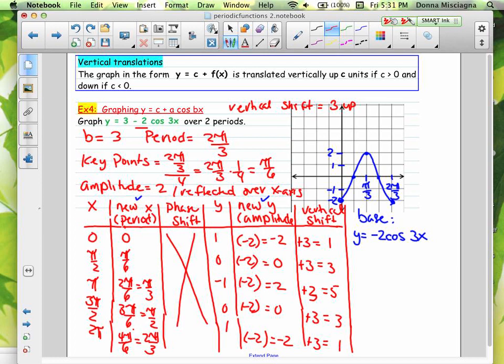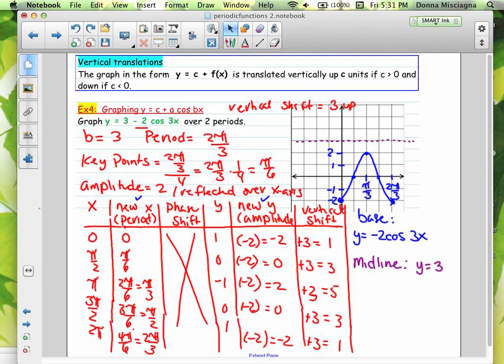Okay, so notice they still have that same shape. They've just been shifted up 3. Now, before I graph these points, let's graph the midline. I'll do it in purple here. The midline is the axis that your graph is oscillating about. It's the same as your vertical shift. So my midline is y equals 3. I'm going to graph that line because I want to make sure that I'm symmetric across that line. All right, so there's my midline.